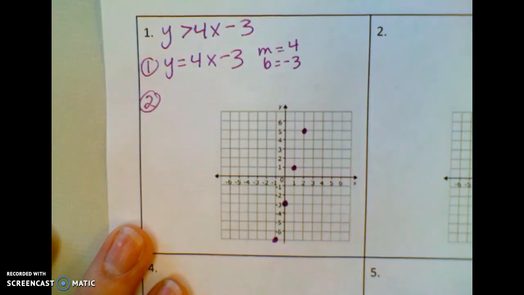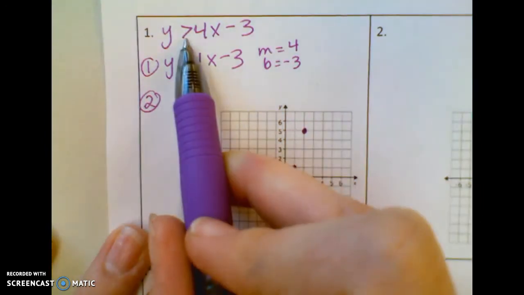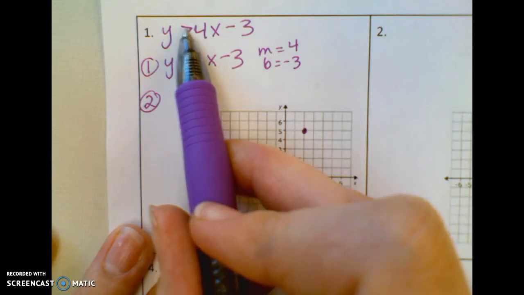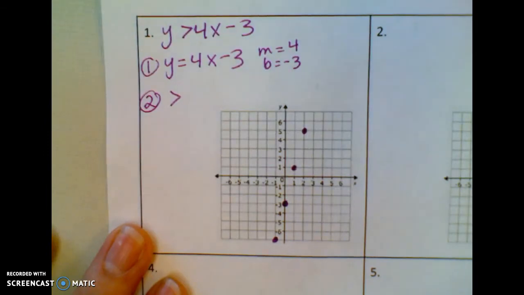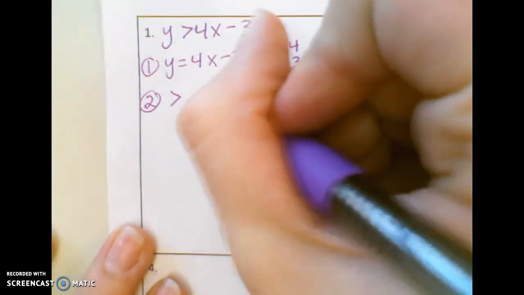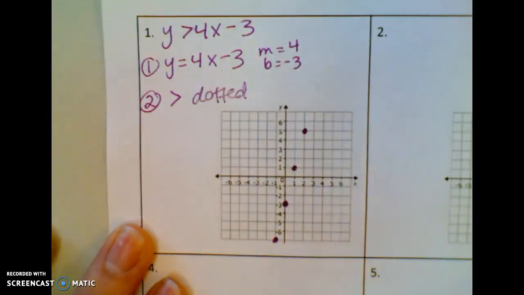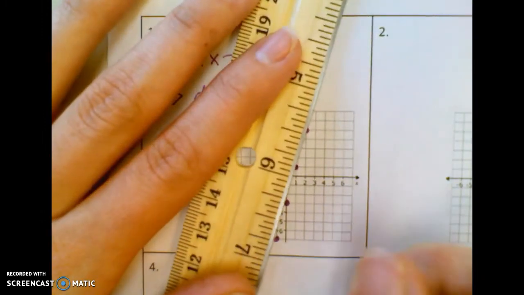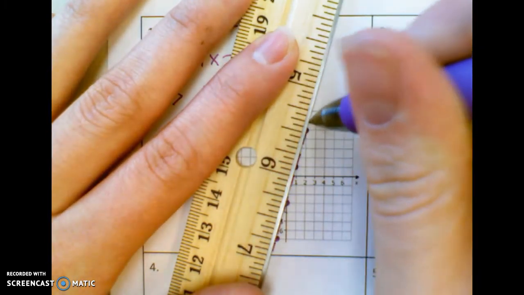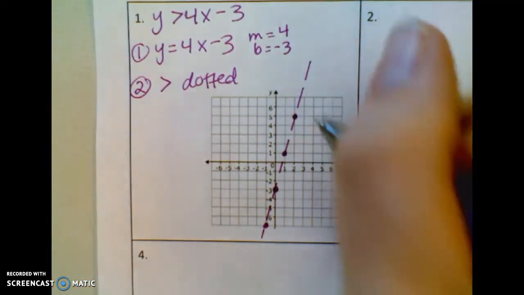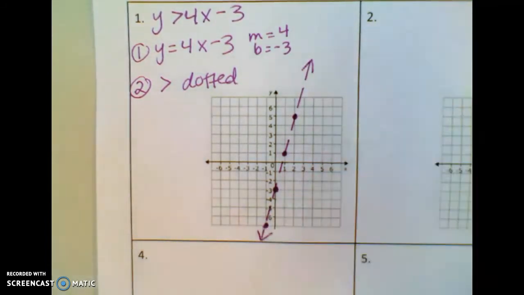So step 2 on the front of our page says, determine if the line is solid or dotted, and that depends on, not the absolute value, that depends on the inequality that we have. So if we have this inequality, is it going to be dotted or solid? And the answer is dotted because it is not equal to it. So now we can draw our dotted line through our points. Okay, we've got our dotted line, and we can draw arrows on both sides. Make sure we have arrows on both sides because it goes forever in both directions.